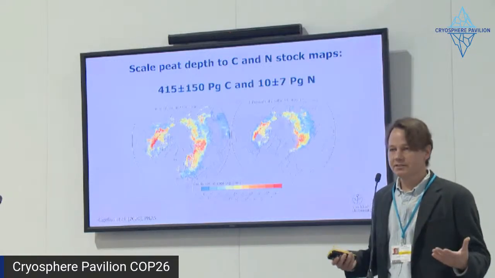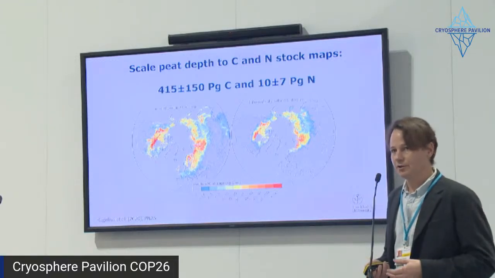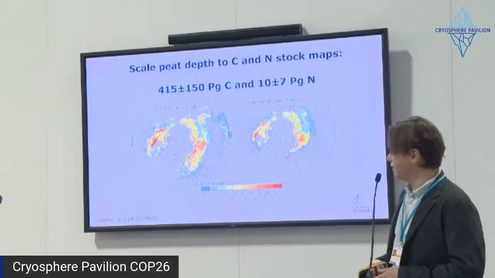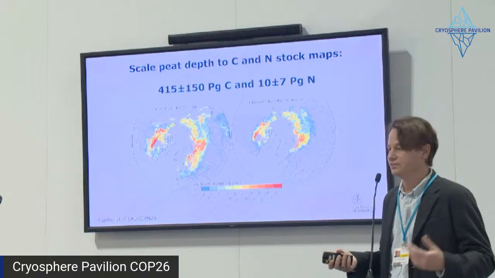But still, we pushed ahead, and with the very large uncertainty range reflecting the large variability, we upscaled peat carbon and nitrogen stocks. You see these maps now, they show total peatland carbon storage and permafrost peatland carbon storage. And we estimate the storage in northern peatlands to be roughly 415 petagrams of carbon, but the error bar on that is plus minus 150 petagrams. So it's still a very uncertain estimate.